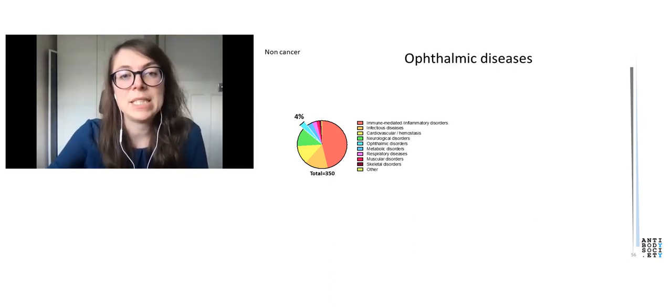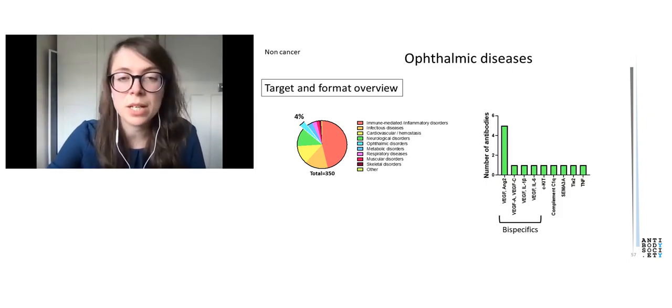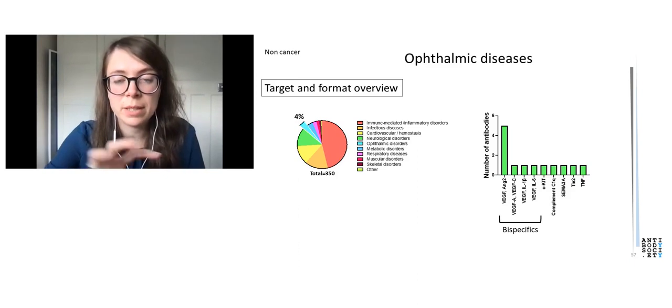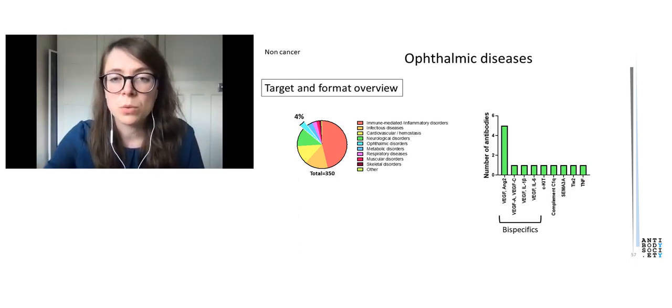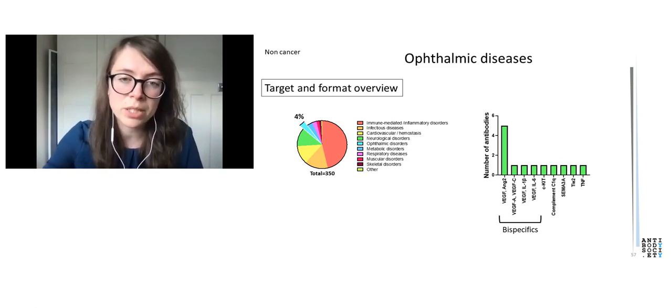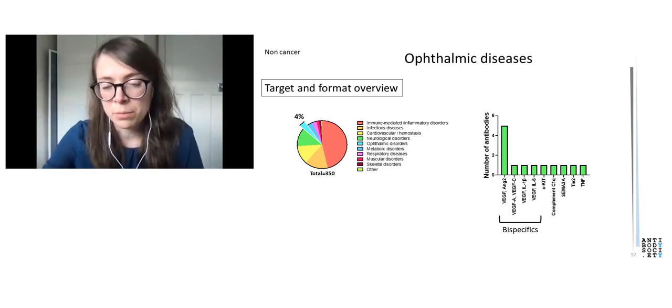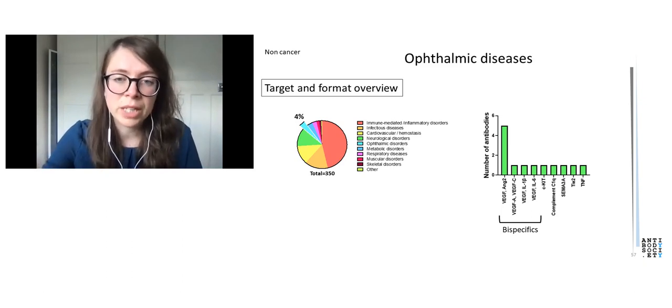Ophthalmic diseases, these are only 4% of the non-cancer group, and they're interesting because here we find the majority of the bispecifics in this non-cancer group. So the most frequent target is a combination of VEGF and angiopoietin 2, and the most frequent targets are bispecifics involving VEGF and other molecules.